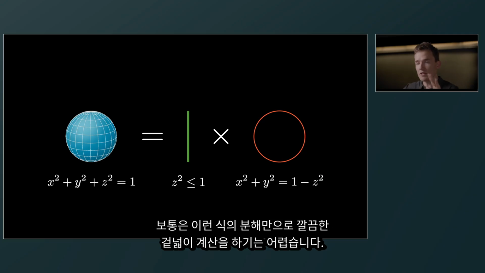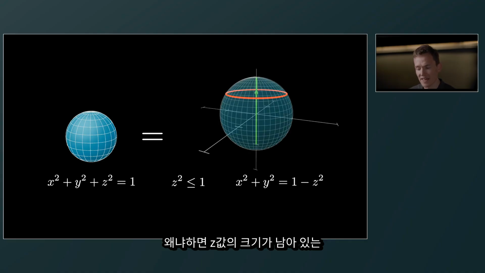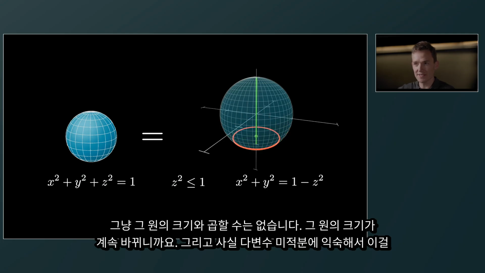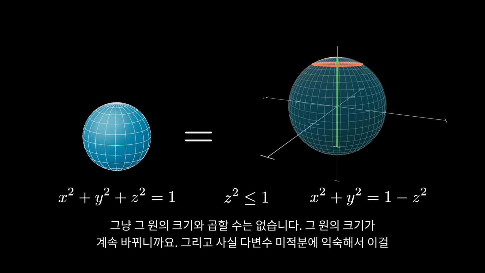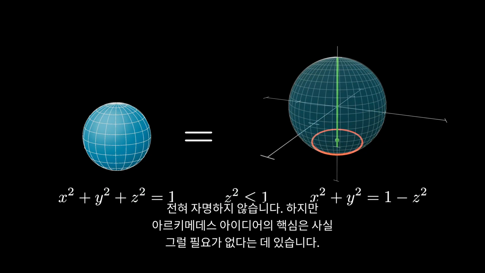Now, usually you couldn't use this kind of breakdown to make a nice surface area calculation because there's this dependence where the size of that value z is influencing the size of the circle of options that remains. So you can't just take the length of that line on the z-axis and then multiply it by the size of that circle, because that circle is changing size. And it's actually really not obvious, even if you're savvy with multivariable calculus and you want to set this all up in some nice way, how you can get those two numbers to relate to each other. But the core point of the Archimedean idea was to basically say, you don't have to do that.